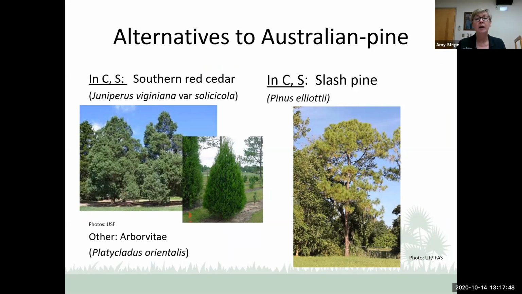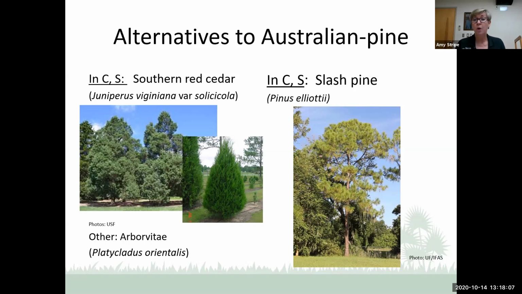You can shape it like a Christmas tree, like the picture kind of in the middle there, or you can just let it do its own deal. It will limb itself up over time. It will shed some of those lower limbs, and it's a fantastic screening tree. Makes a great substitute to Australian pine.